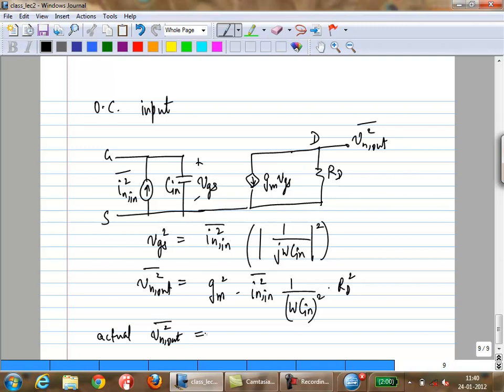What is the actual Vn out squared? It's 4 kT gamma Gm, the thermal noise current from the transistor, plus, I'll call this GD, 4 kT GD, that's the noise from the resistor, times RD squared. Okay. So now we can equate these two. One is with the input referred noise source, the other is with the actual noise sources in the circuit.